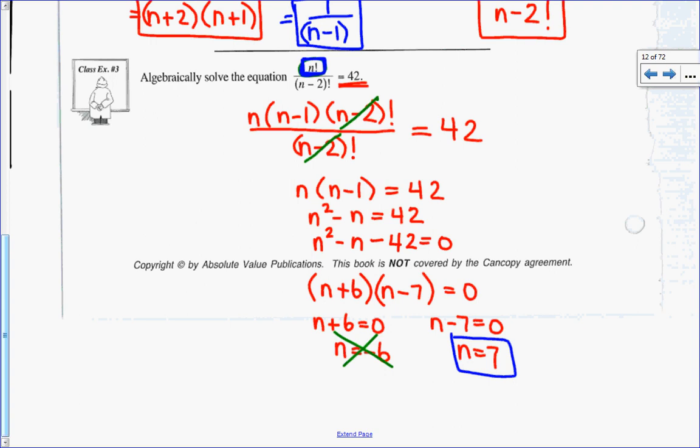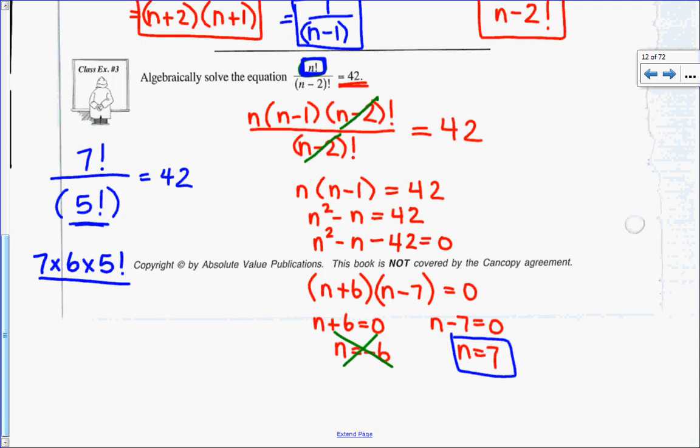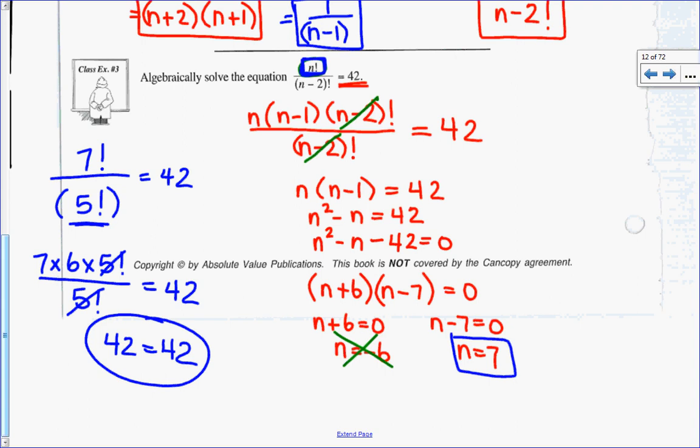If 7 is n, then you have 7 factorial over 7 minus 2, which is 5 factorial, and that would equal 42. Let's see if it does. 7 factorial would be 7 times 6 times 5 factorial. I don't have to go any further because I've got 5 factorial in the bottom. This 5 factorial cancels that 5 factorial. 7 times 6 is 42. So in fact, 42 equals 42, and you've just verified your solution. That's how you can check it.